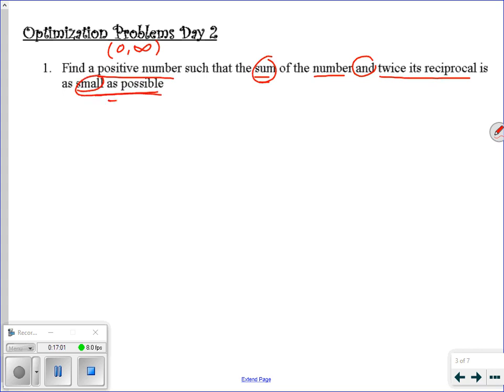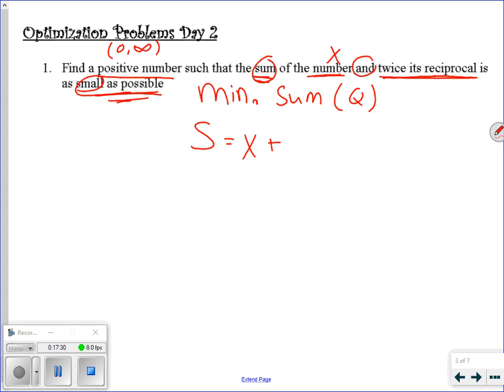So we're trying to take the sum and make it as small as possible. So we are minimizing our sum. That's going to be our Q equation. So it's going to be the sum of two numbers. So how am I going to write that? Sum equals the sum of two numbers. Now, one of the numbers, so the sum of the number, we'll call that x, and twice its reciprocal.